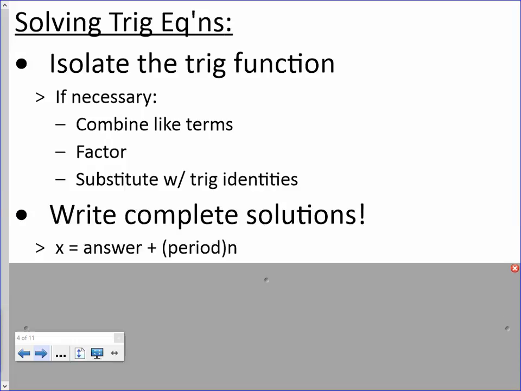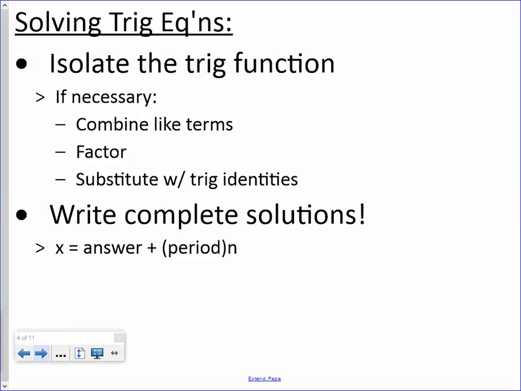Now, the other thing that I'll say is make sure that you include the complete solution. So if the directions on the homework or the directions on your quiz or the directions on your test don't tell you to give me answers between 0 and 2 pi, then you must include the full solution, which is the angle, the answer, plus the (period) times n. So I put period in parentheses and n on the outside. That'd be times multiplication. If we're working with sines and cosines, our periods would be 2 pi.